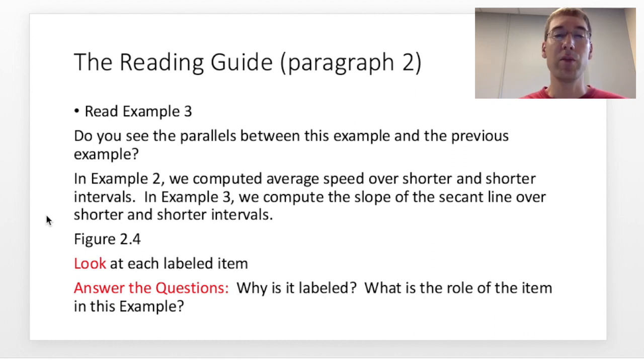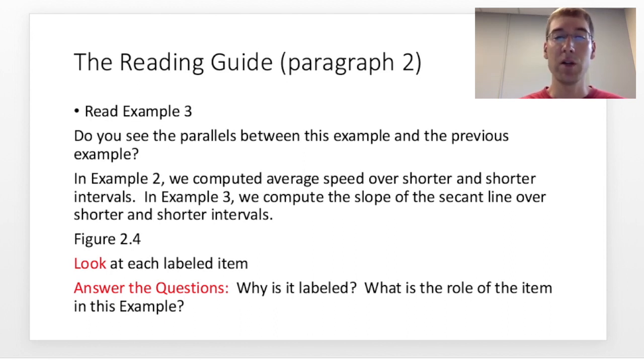We'll read example 3 next, and hopefully you see the parallels between this example and the previous example. In example 2, we computed average speed over shorter and shorter intervals. In example 3, we're computing the slope of the secant line over shorter and shorter intervals. Figure 2.4 is important. You're asked to look at each labeled item and ask yourself, why is each item labeled? What is the role of each item?